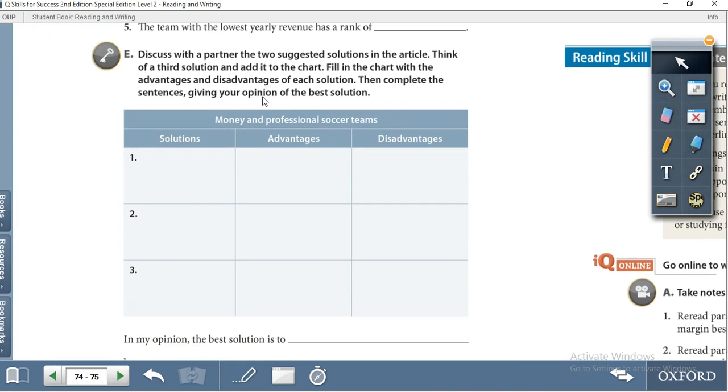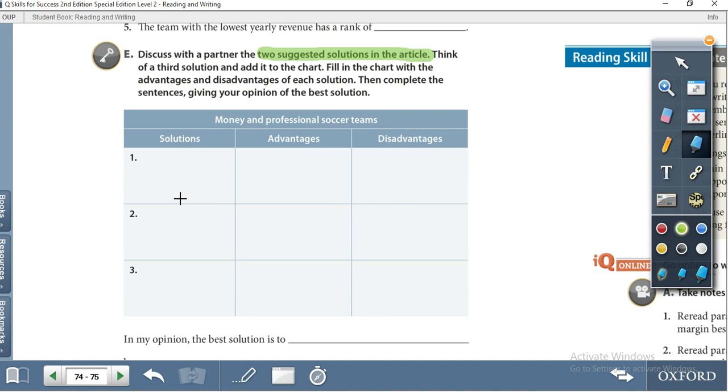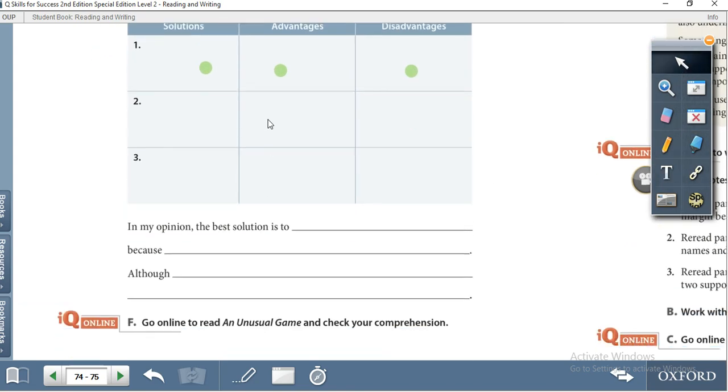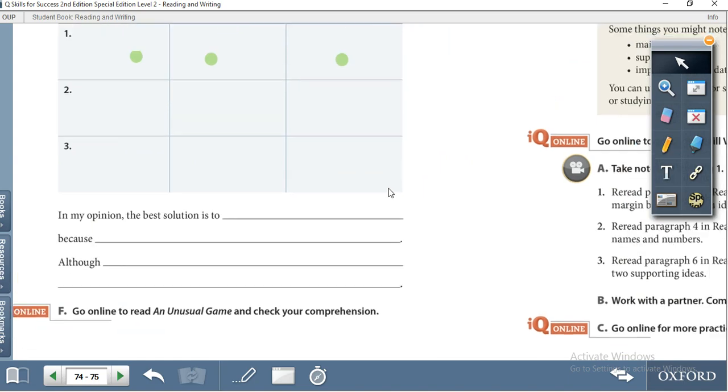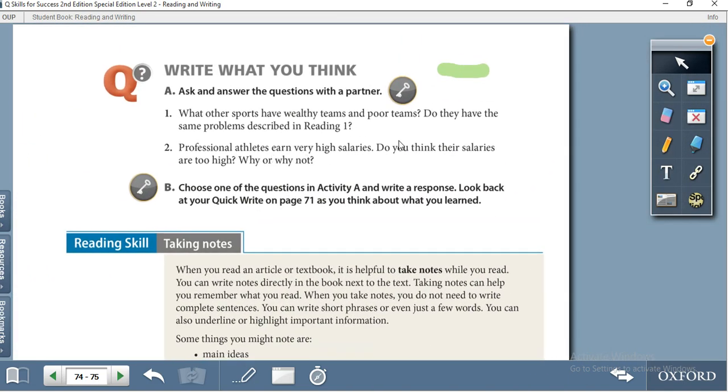Then when you finish, discuss with a partner and suggest to your partner the two suggested solutions in the article. That is, how can you solve the problem? For example, money affects the games. So you have to write here money and professional soccer team, solution, advantage and disadvantage. He gives different solutions in the article, so you have to write the advantages and disadvantages of that solution. Also write your opinion here. Let's move to the next exercise.